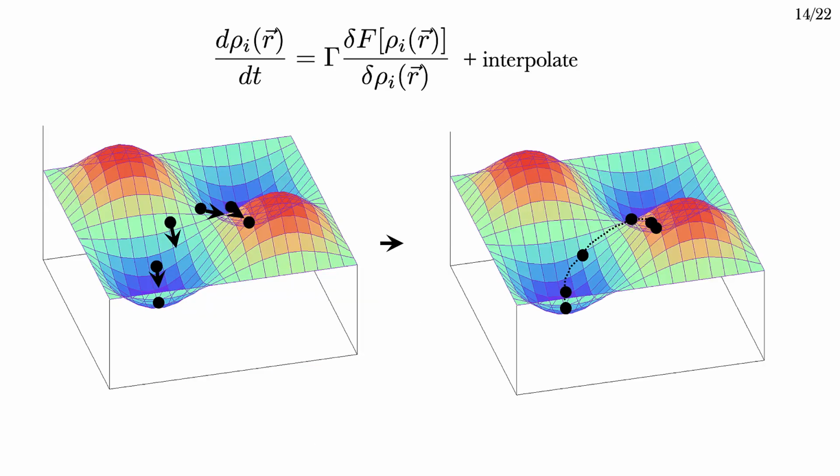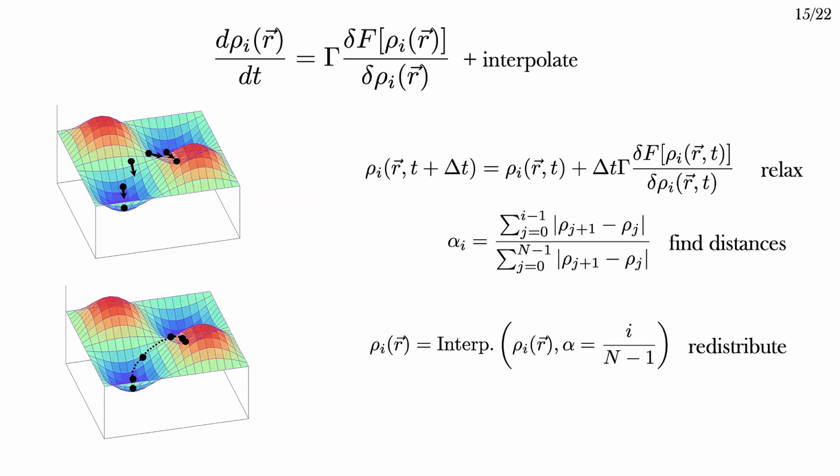Another approach that does actually work is to relax the system but then interpolate along the path to keep the points equidistant. Given some set of points, they relax as shown on the left, and then they can be fit to some function and then interpolated. To break this down a bit more, this is the usual relaxation equation, so first update like this. Then find the positions of the points along the string. They will in general not be equidistant.